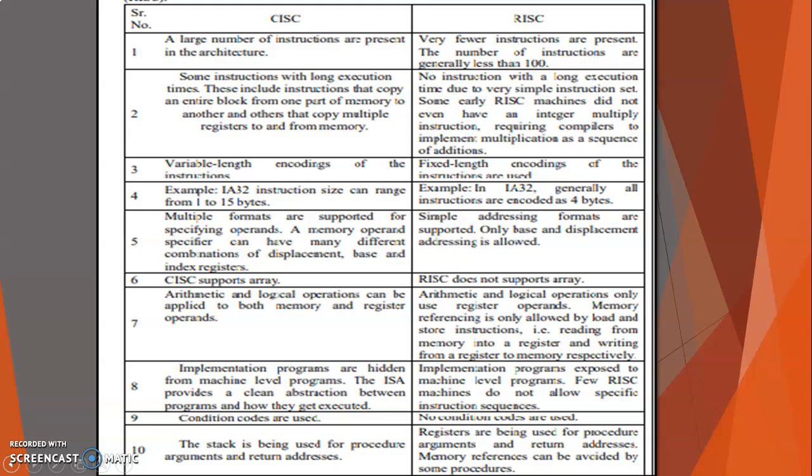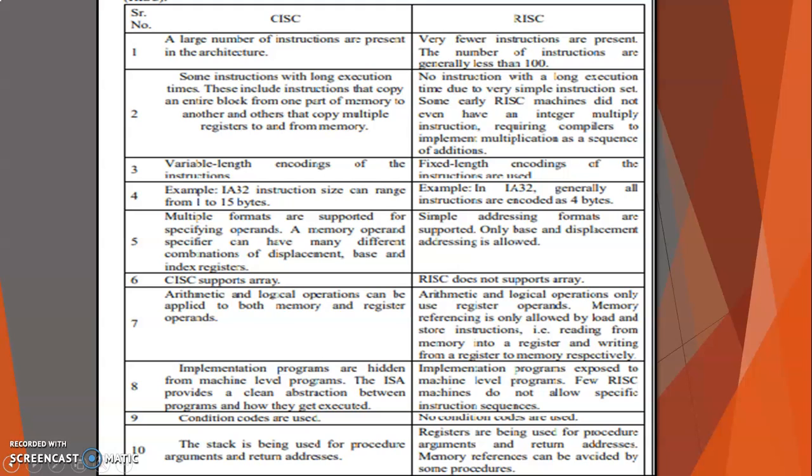CISC supports arrays. RISC does not support arrays. In CISC, arithmetic and logical operations can be applied to both memory and register operands. In RISC, arithmetic and logical operations only use register operands. Memory referencing is only allowed by load and store instructions, that is, reading from memory into a register and writing from a register to memory respectively.